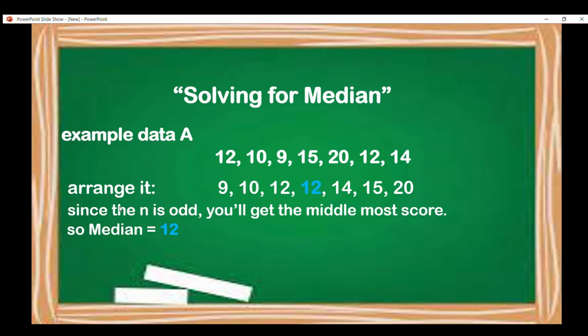And since the n is odd, since it's 7, odd, you'll just get the middlemost score. Okay, the middlemost score. So you'll check the centermost number, that's the middlemost score, and that you will say that the median is 12. Therefore, you're going to answer: median is equal to 12.